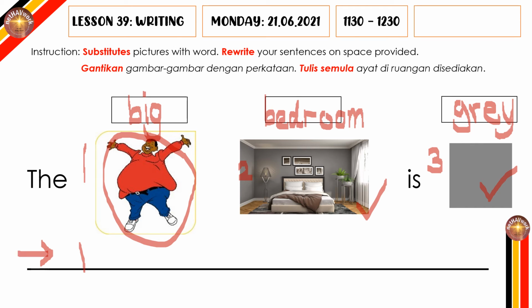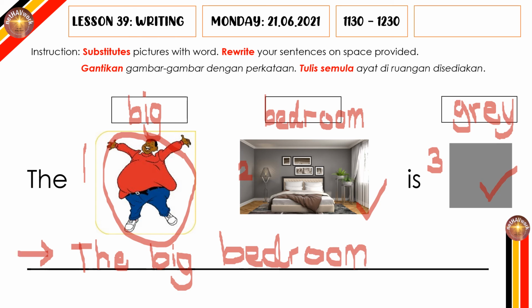Number 4. The big bedroom, B-E-D-R-O-O-M, is gray. Alright, and remember your full stop. Okay, very good.